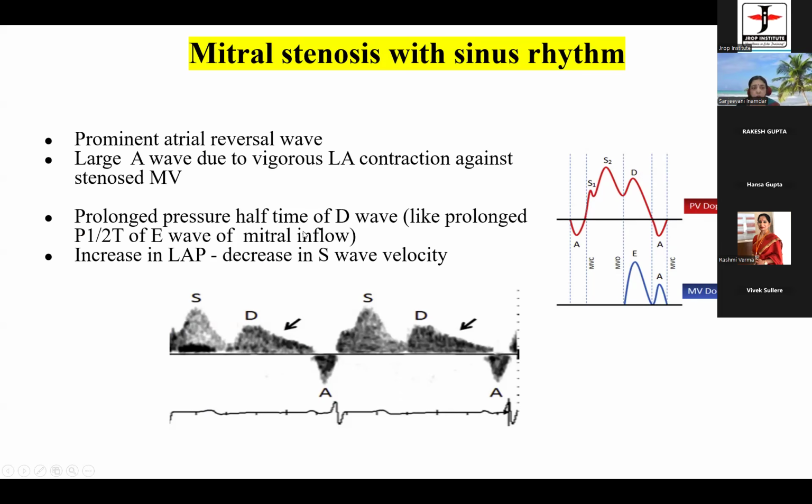There is a prolonged pressure half time of the D wave of the pulmonary vein, just like the prolonged half time of the E wave. I told you that these two phenomena are occurring in diastole, so they correlate with each other. So this is prolonged, and even the E wave is also prolonged in mitral stenosis. Whenever there is increased LAP, there is decreased S wave velocity, which is not shown here. There is no increase in LAP in this slide.